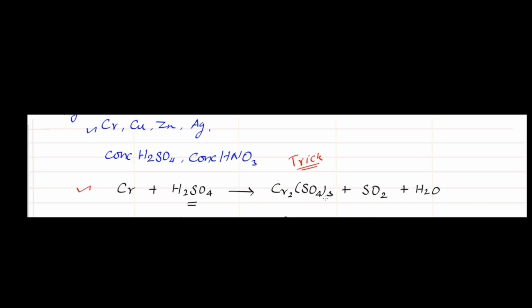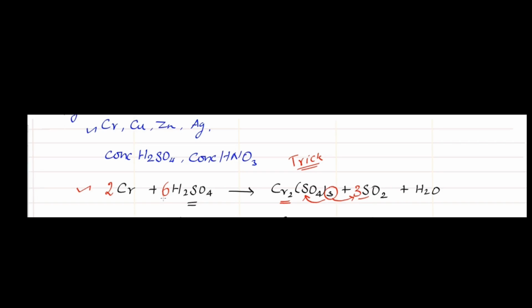Listen carefully. Here, the SO4 is present 3 times, so we put the 3 as the coefficient of SO2. So, there are 6 sulfur, that is 3 in sulfur dioxide and 3 in chromic sulfate. So, there are 6 sulfates, so we put the 6 in front of sulfuric acid, and the chromium in chromic sulfate is 2, so we put the 2 in front of chromium.